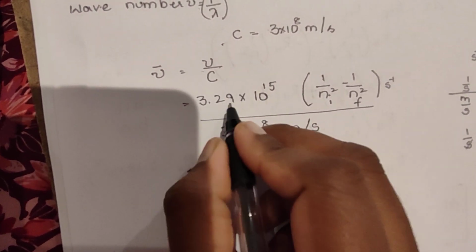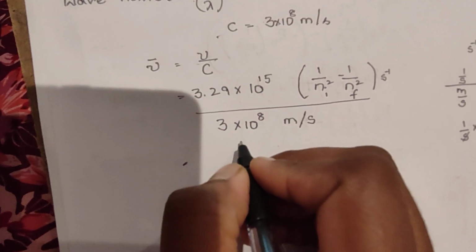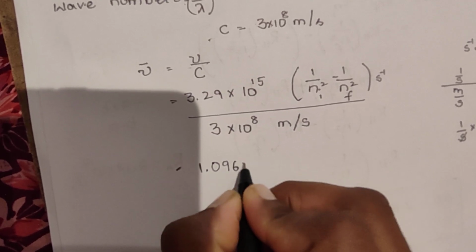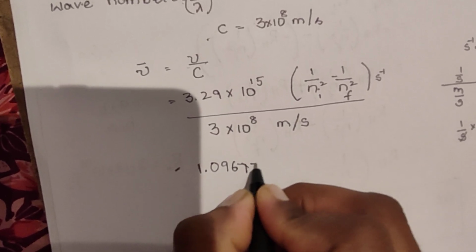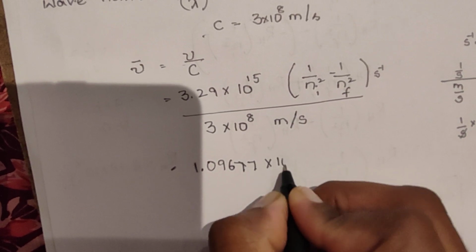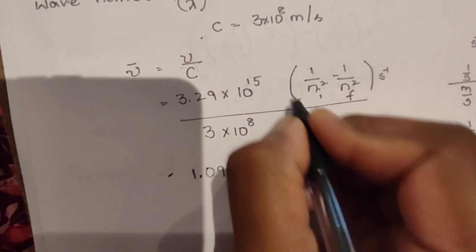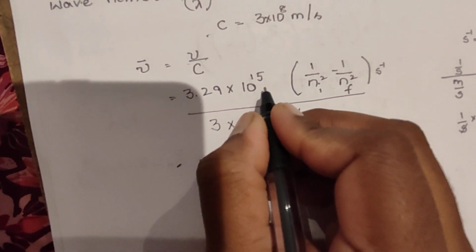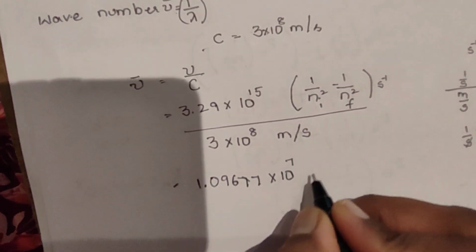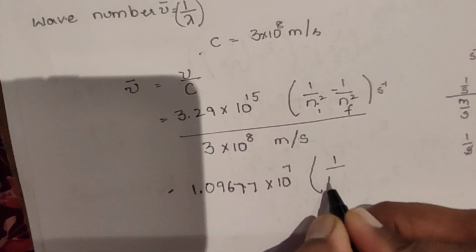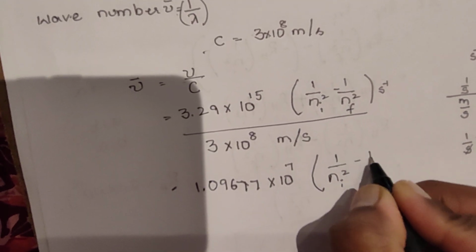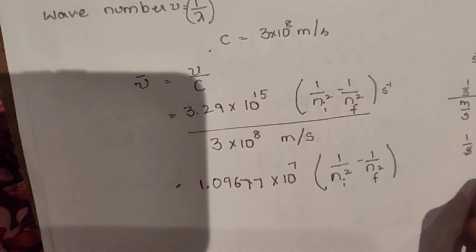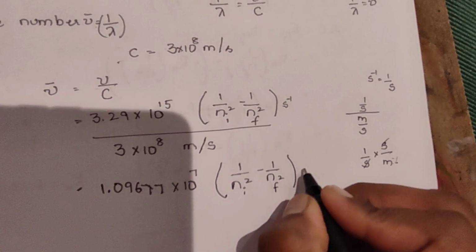And when we calculate 3.29 divided by 3, we get 1.0967 into 10 power 8. When we take this one into the numerator, it will become minus 8. 15 minus 8 means 7 into 1 by ni square minus 1 by nf square. Here the units will be meter inverse.